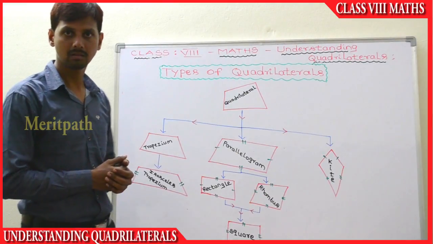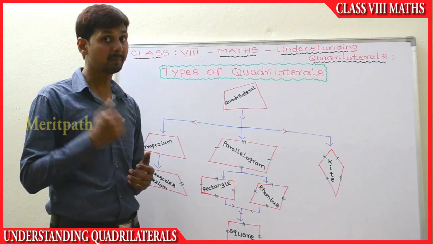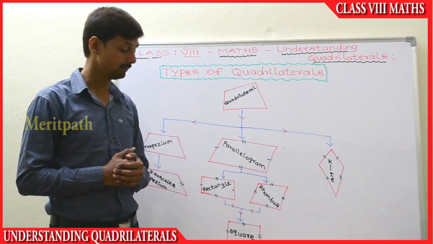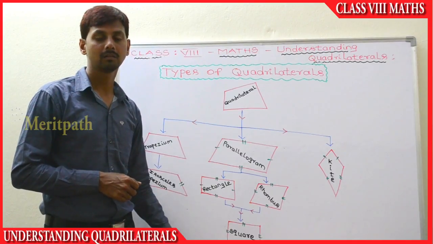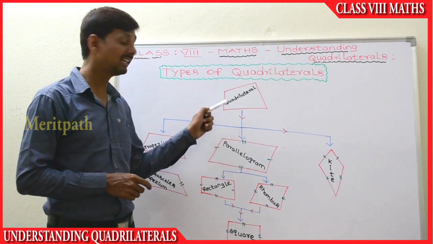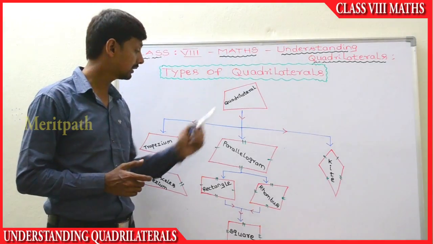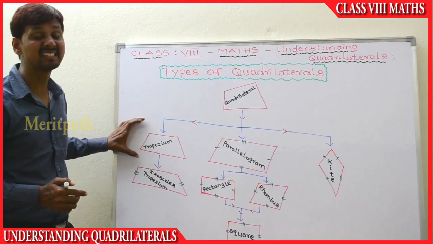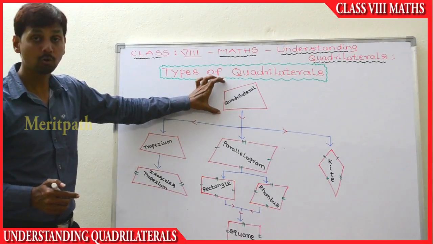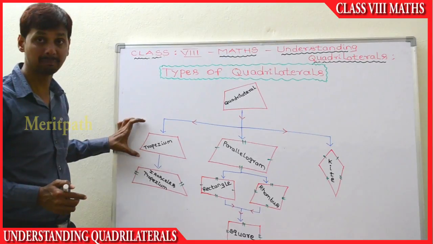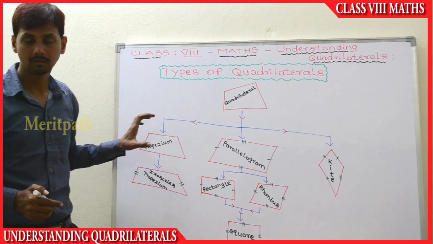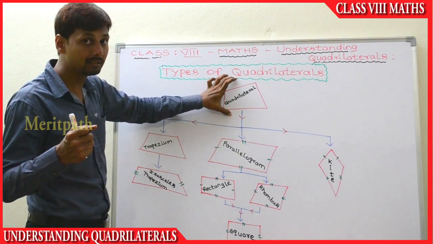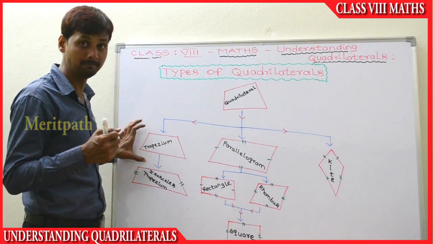In that, if one pair of opposite sides are parallel, we call it a trapezium. You see this picture? It's a quadrilateral, and in that one pair of opposite sides are parallel, then it becomes a trapezium.